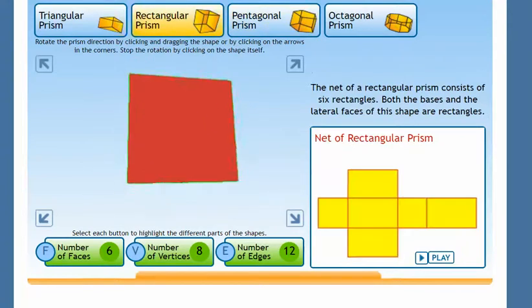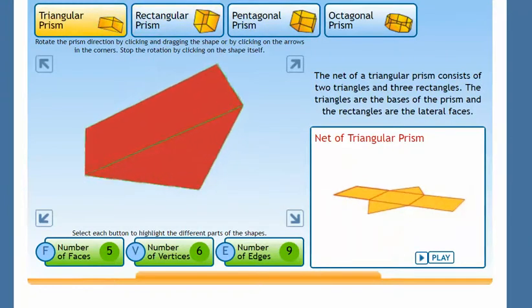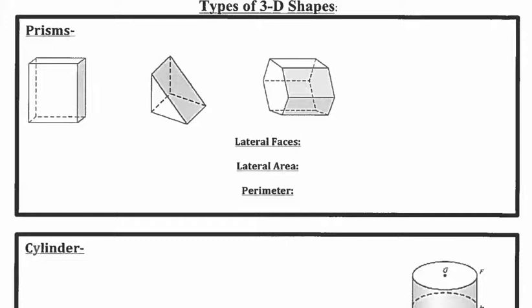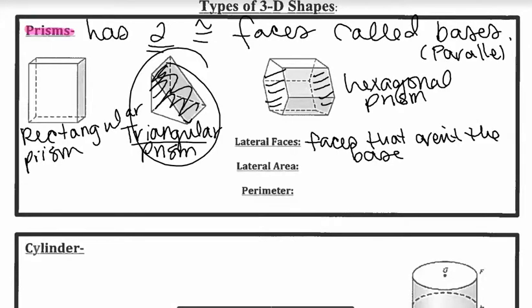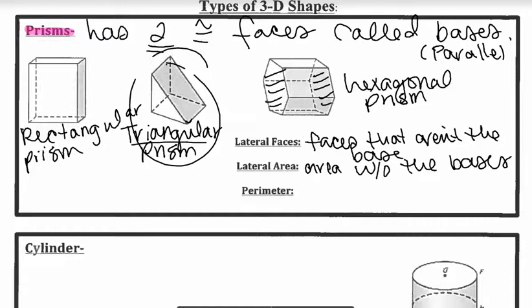Pentagonal, and then here's the rectangular, and here's the triangular prism. Okay? So if I come back and I want to calculate the lateral area. Lateral area is just the area without the bases. So it would be if I were to find the area of those three rectangles and add them up.